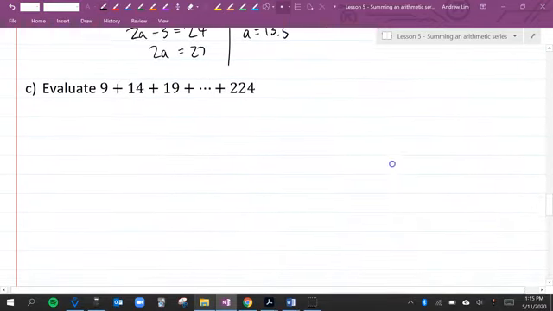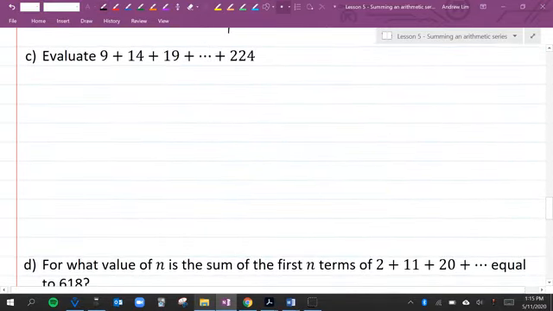Okay, question C. Evaluate 9 plus 14 plus 19 plus etc. all the way up to 224. How are we going to do this? So, we know that we need to find the sum of this.